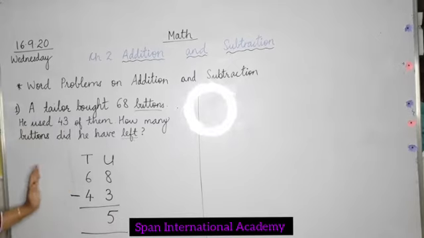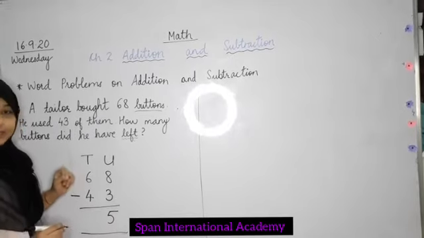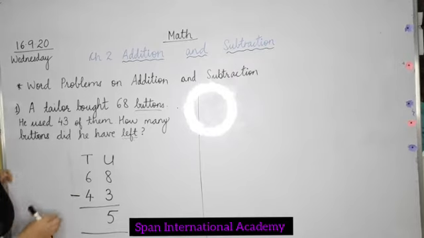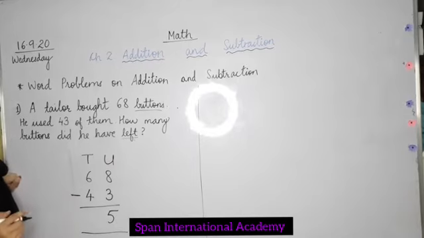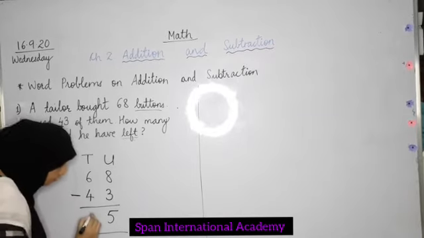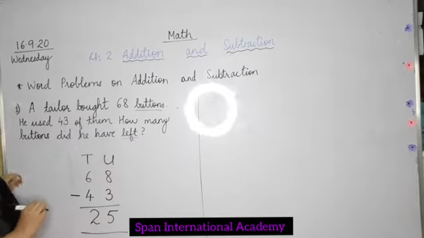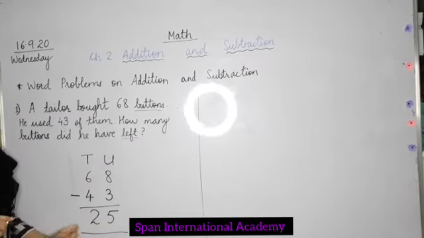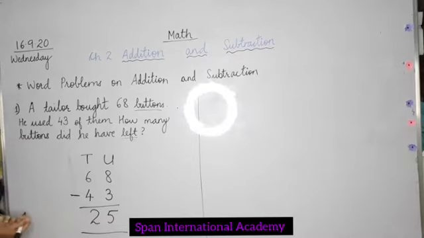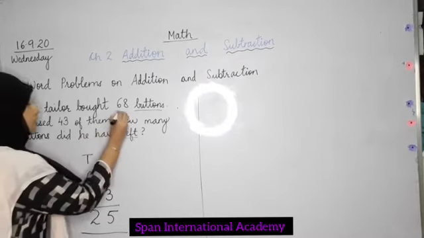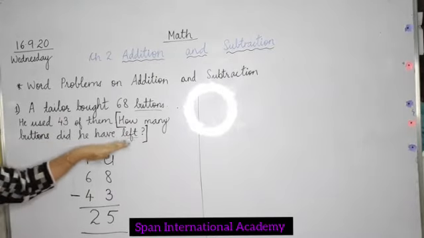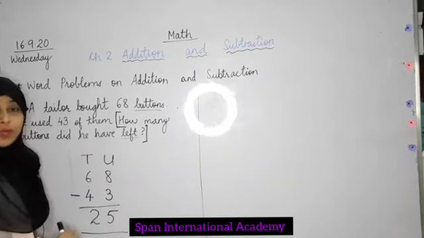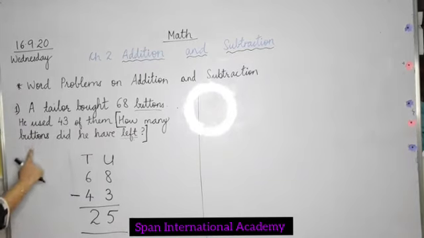Now we shift to our left hand side and we calculate tens place. 6 minus 4. Remember, this is the minus sign, the subtraction sign. 6 minus 4 will give me how much? Yes, it will give me 2. So I will write 2 over here. 68 minus 43 gives us the answer as 25. This last statement now. How many buttons did he have left? What is the answer? 25. That means the tailor was left with 25 buttons.